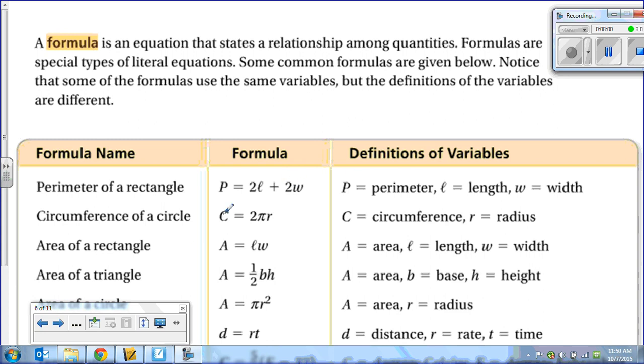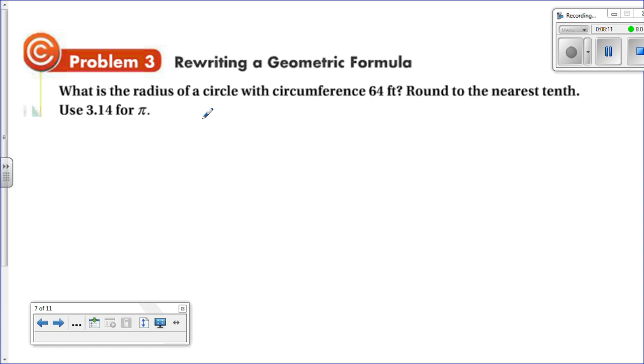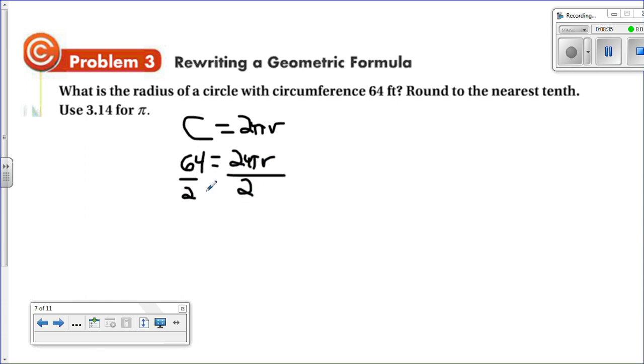So these are some popular formulas that they have. We're going to look at specifically the circumference of a circle, which is C equals 2 pi r, because we will need that right here. C equals 2 pi r. What is the radius of a circle if the circumference is 64? So we're going to replace circumference with 64. And we now have 2 pi r. We divide by 2. 64 divided by 2 is 32.